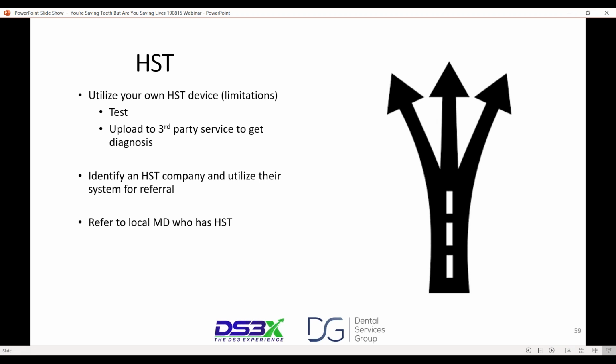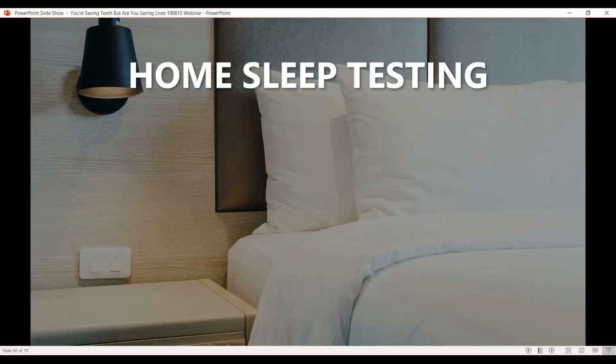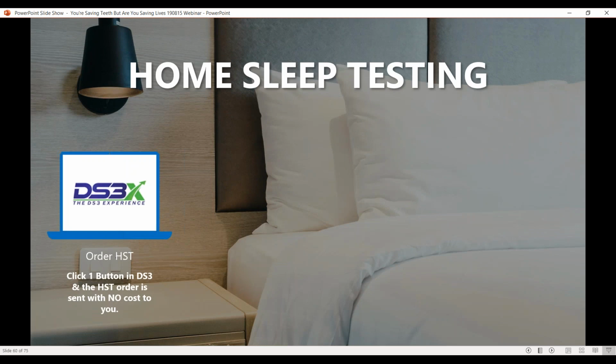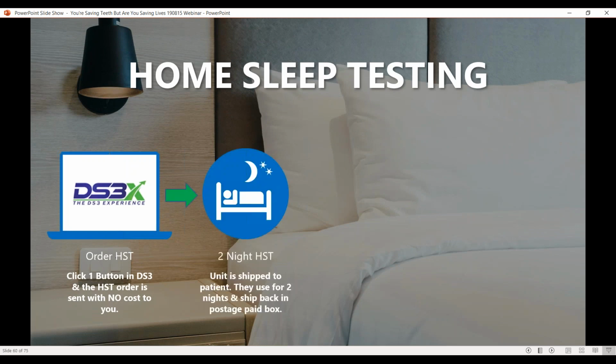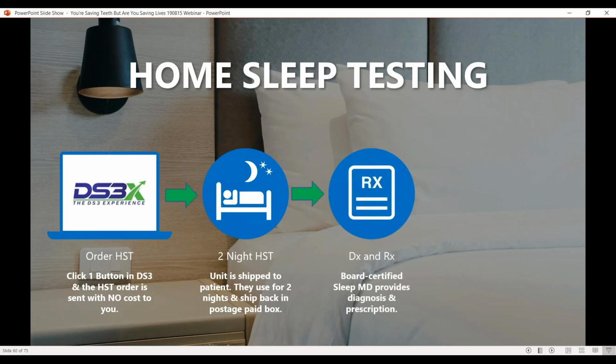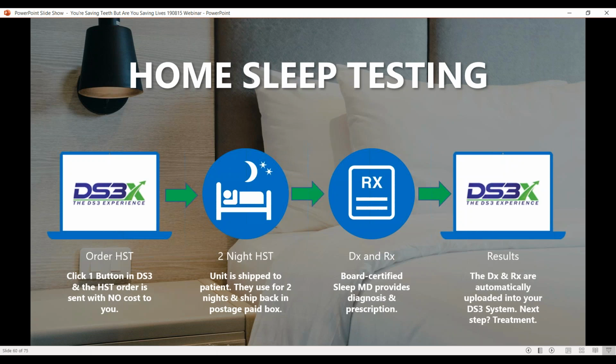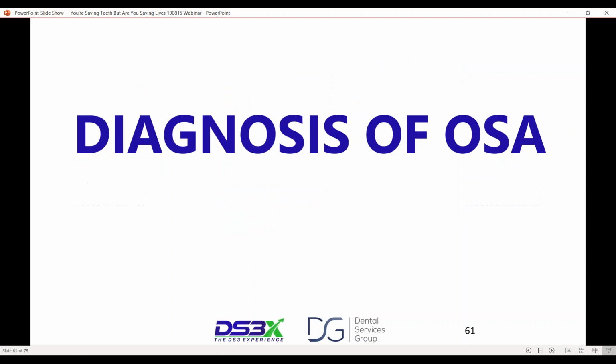And again, I know there's a lot of questions I saw on here about that. We make this a little easier in DS3, our system. We actually have a way of ordering the tests right through our software. The test is shipped to the patients. The patients wear the test for a couple of nights, and then they ship it back to the company that reads them. You get a diagnosis and prescription, and all that information comes right back into our system. So we just make a process that's clunky a lot more streamlined.